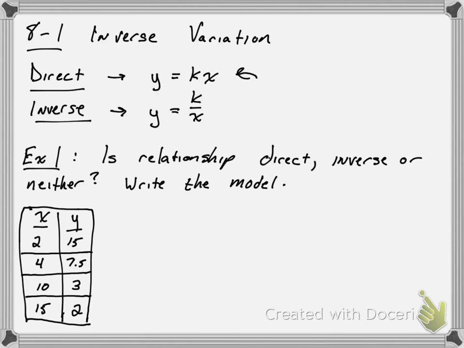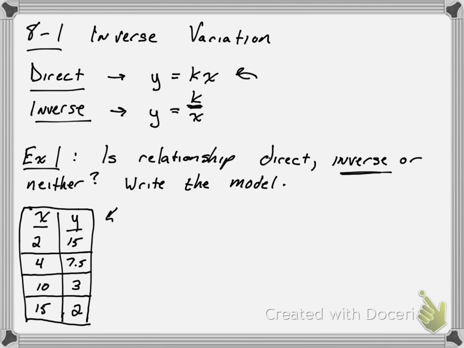So in example 1, they want us to look at the relationship and see if it's direct, inverse, or neither, and then write the model. If I look at the y column, notice how the y's decrease. That's my hint that it might be inverse, and that's the first thing I look at. If it increases, it might be direct. If it's decreasing, it might be inverse. Let's look at that.